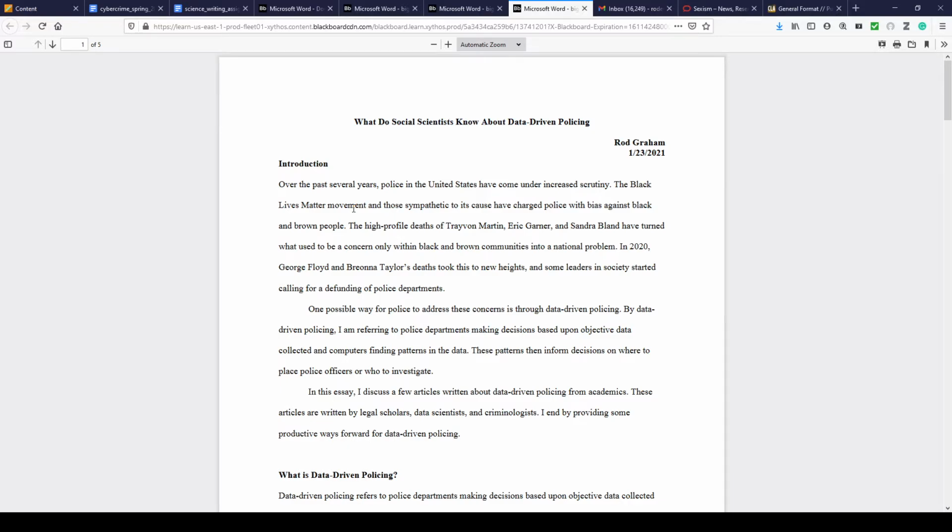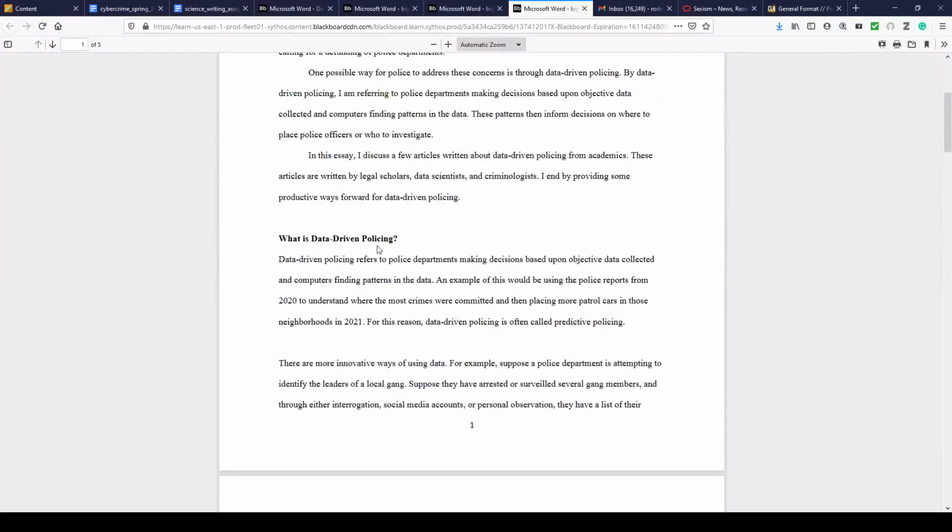You want to draw the reader in. This is for the reader, not for you to show how smart you are. In fact, writing something that someone can read shows that you're smart enough to write something that someone can read, if that makes any sense. So I wanted to keep it kind of clear and straightforward. And I said, all right, Black Lives Matter, the deaths of these guys and girls were things that people didn't like. And so we've got to change policing, right? And one answer may be data-driven policing. That's the intro.